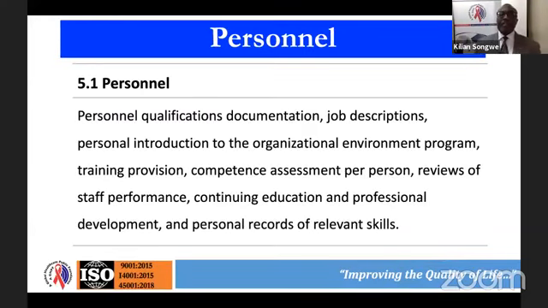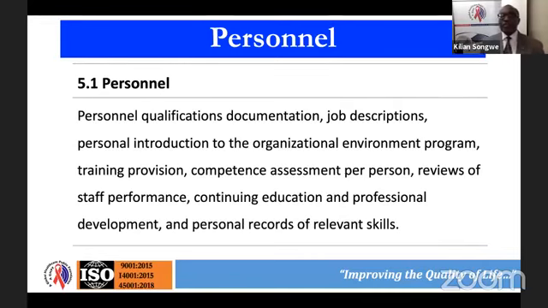So the very first thing that I want to look at is 5.1 out of the ISO 51889, which deals with personnel. Personnel is a very key thing. Understanding the fact that they need to have job descriptions, understanding the fact that they need to be trained, they need to be competent for the environment in which they are going to work in. It's very easy for us to have a PhD graduate with so much knowledge on what they know, but they need to be trained to the environment in which they're going to work in.